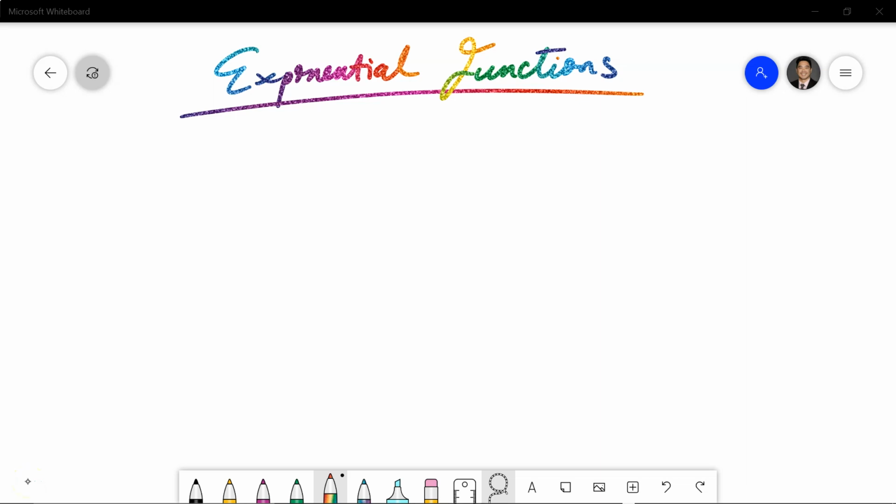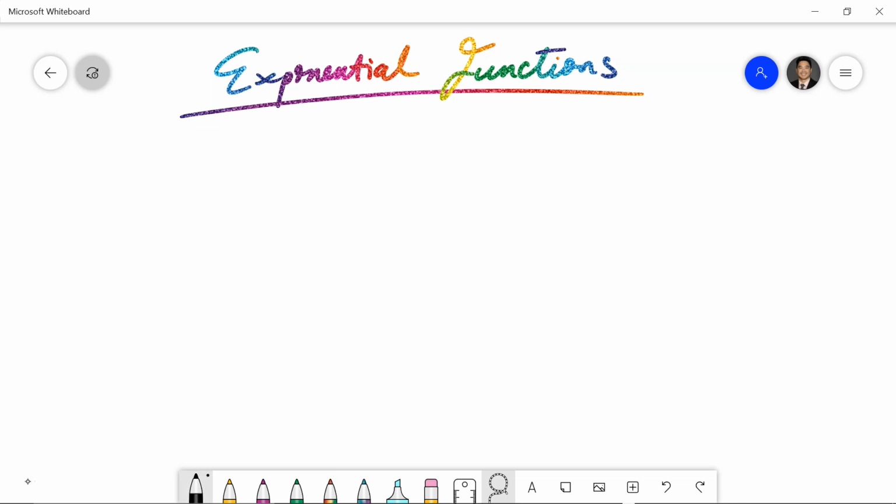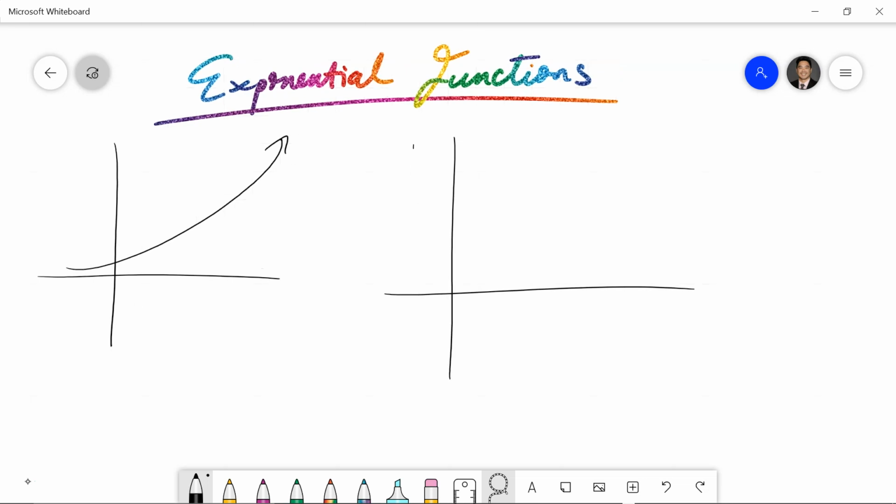Welcome back, guys. We're now looking at exponential functions, something that we've seen earlier in the year quite a couple of times. Exponential functions look like either going up, or going down, like that. So what we have is exponential growth and exponential decay. Obviously it's exponentially increasing or exponentially decreasing.